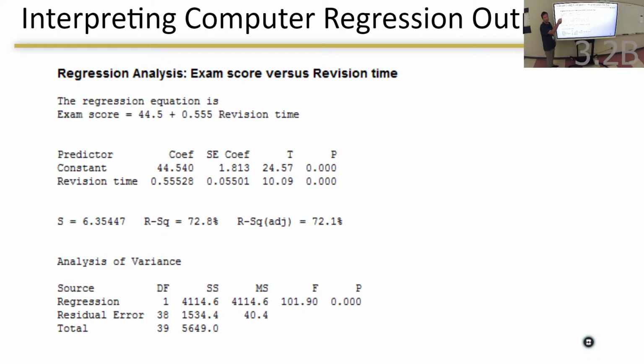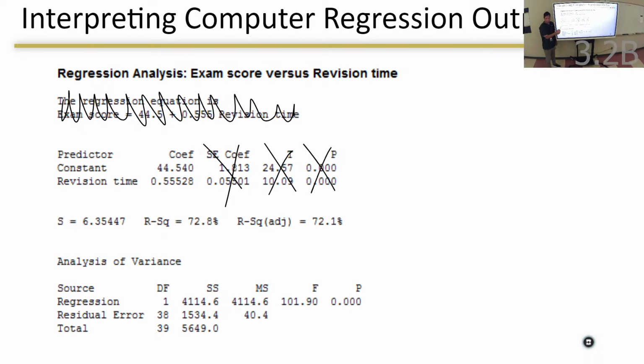They typically will not give you the equation of the line. They typically say that's what got smudged off. I can't find the equation of the line. You go down here right below this, it says predictor, and right underneath predictor it says constant and revision time. Constant. Revision time. COF, which probably stands for coefficient. SE COF, nothing yet. T, nothing yet. P, nothing yet.